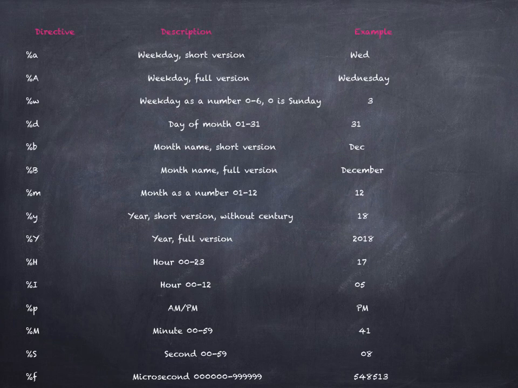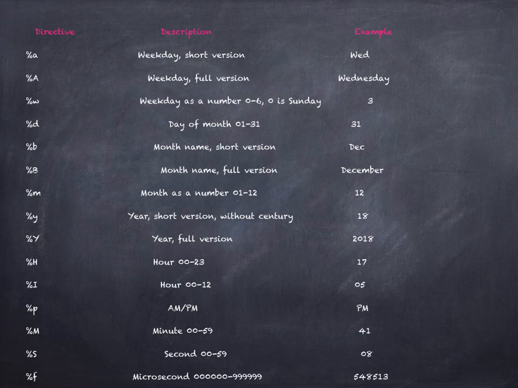Okay, and the percentage capital A is the full version of the weekday, which will display the full name of the weekday, that is, Wednesday is displayed fully. Percentage small w will display the weekday as a number from 0 to 6, where 0 is Sunday. To represent Wednesday you have to use 3.